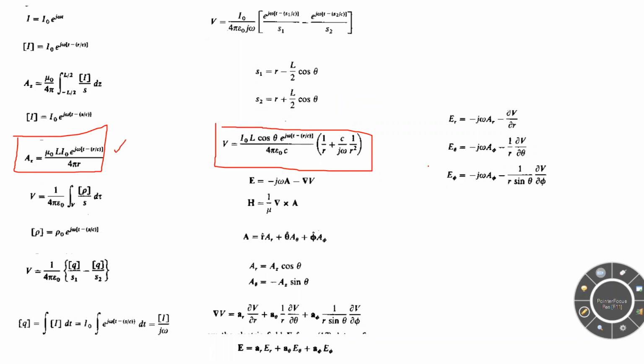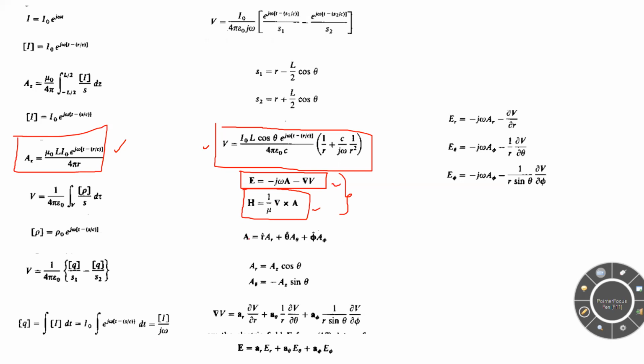Now using these two equations, we need to obtain the field values. What is the electric field in terms of A and V, that is, the vector retarded potential and scalar retarded potential? It is given by minus j omega A minus del V. And H is given by 1 by mu del cross A. Using these two equations, we need to identify the electric field components and the magnetic field components.